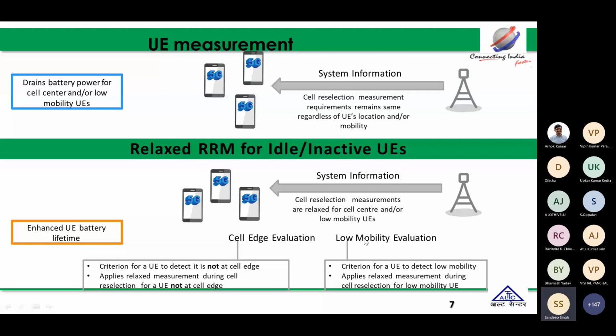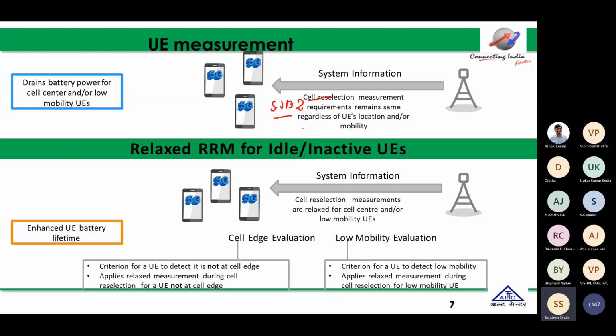In 3GPP Release 15, for the cell reselection measurement parameters, 5G broadcasts the SIB2 information, the System Information Block 2. In that SIB2, the cell reselection measurement requirement remains the same.